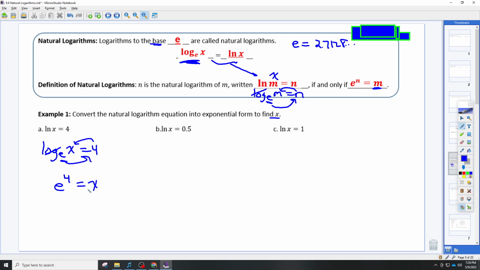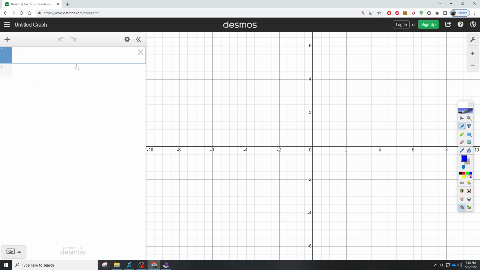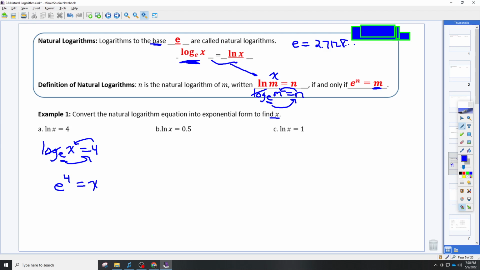You can type that into your calculator if you have one. You can also always use Desmos, which I will use. So I'm going to do e to the 4th power. It's going to be a decimal, 54.598. There you go.